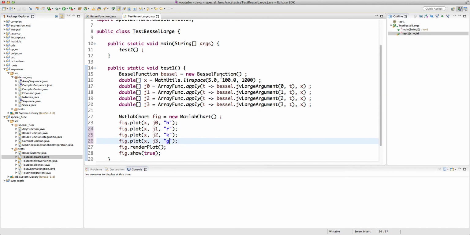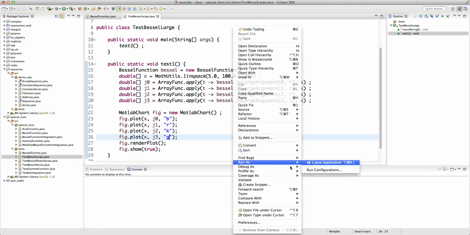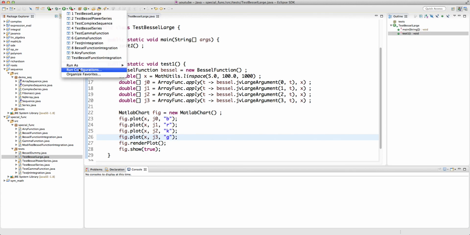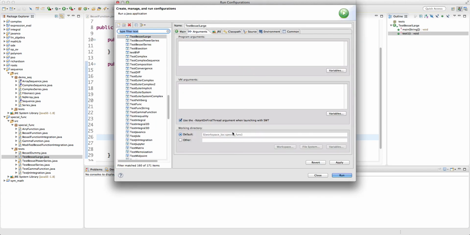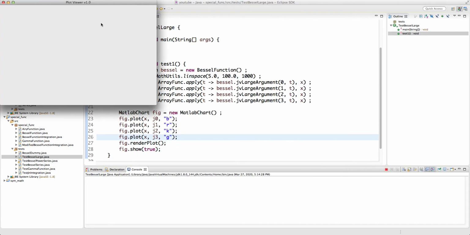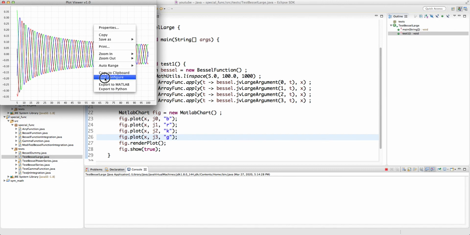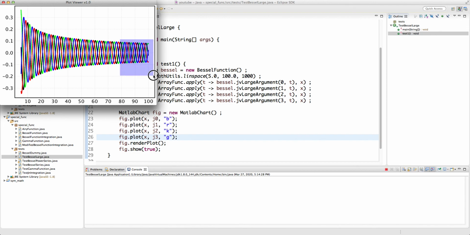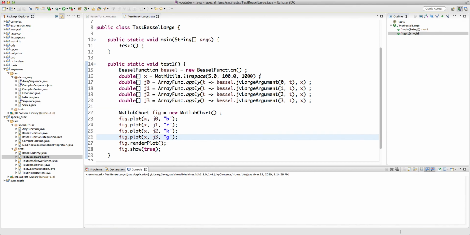All right, so let's run it. It doesn't show the plot because I'm on a Mac, so I have to go to run configuration. In the arguments, I have to remove this VM argument. Now it shows, and as you can see, we see the oscillations, and it looks okay for J0, J1, J2, J3.